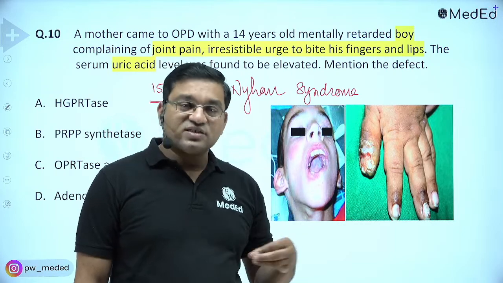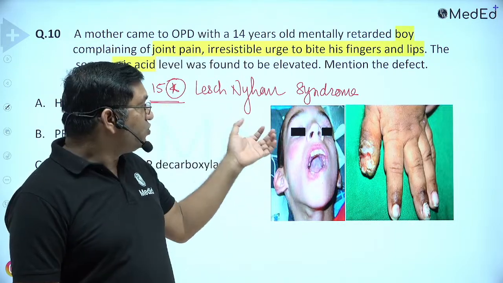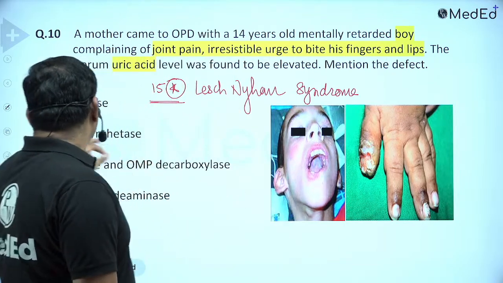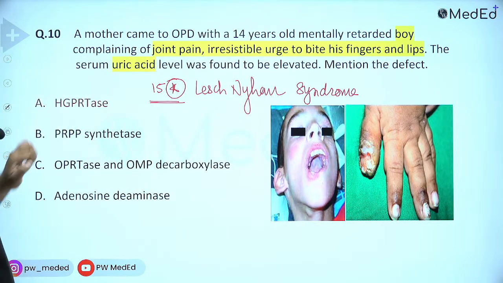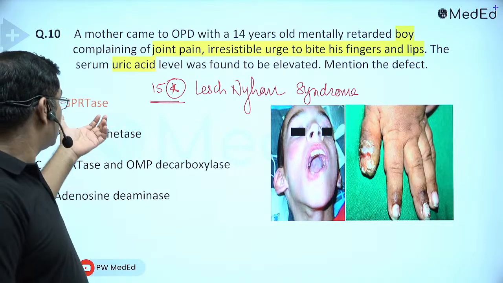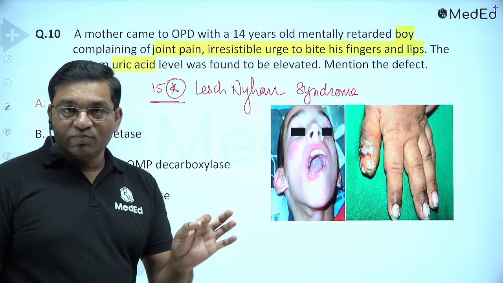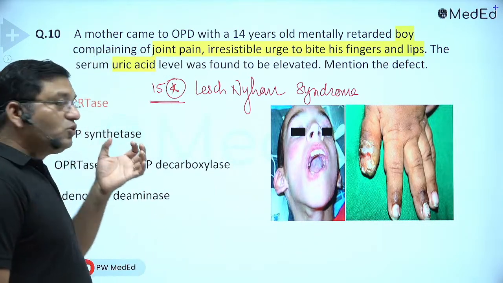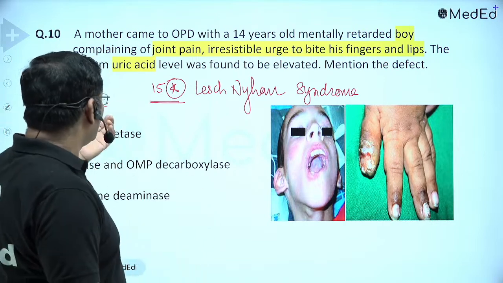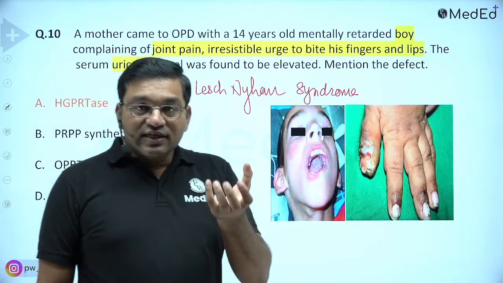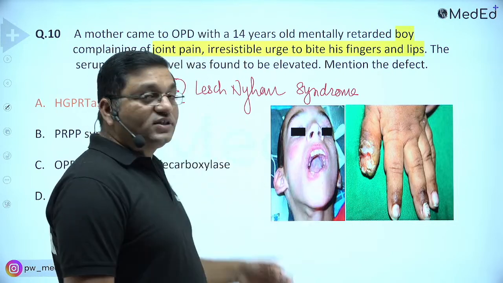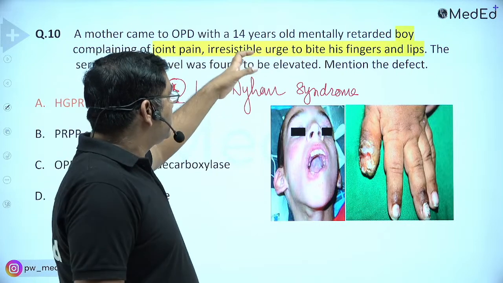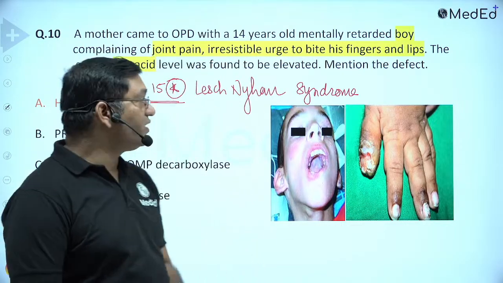There is decreased production of nucleotide due to the defect in the purine salvage pathway, due to the defect in the enzyme hypoxanthine guanine phosphoribosyl transferase, which converts hypoxanthine to IMP and guanine to GMP. Because of decreased nucleotide synthesis in the brain, it causes neurological manifestations in the form of mental retardation and an irresistible urge to bite their fingers and lips.